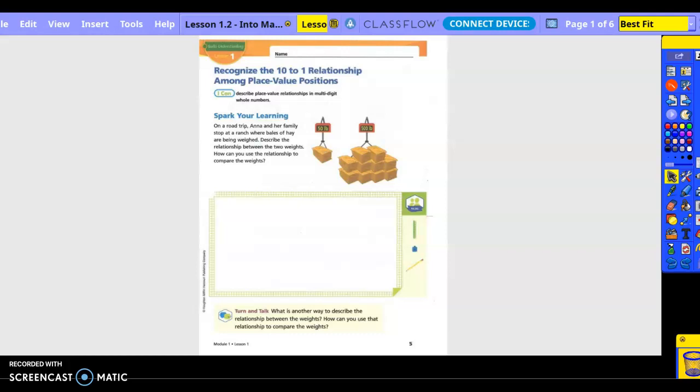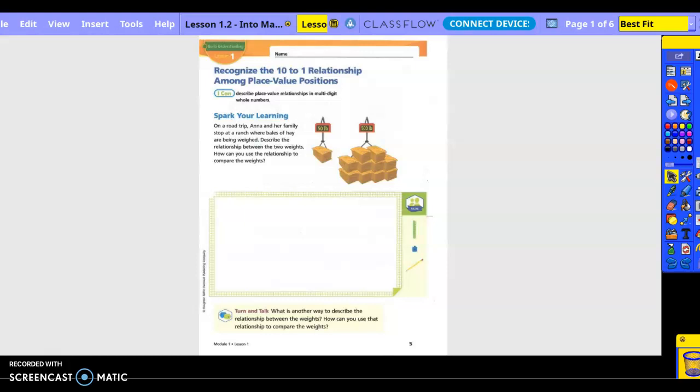Lesson 1.1, recognize the 10-to-1 relationship among place value positions. I can describe place value relationships in multi-digit whole numbers. Spark your learning. On a road trip, Anna and her family stop at a ranch where bales of hay are being weighed. Describe the relationship between the two weights. How can you use those relationships to compare the weights?